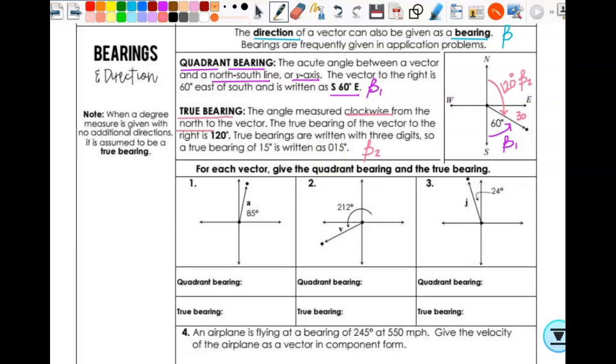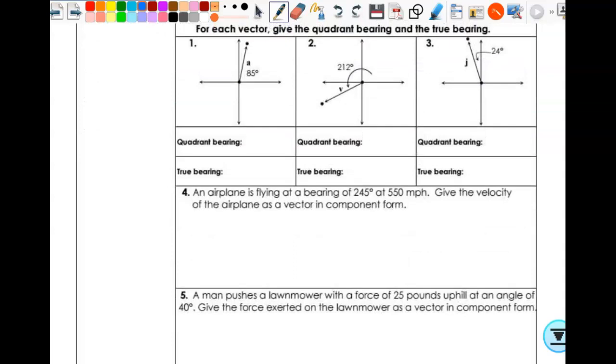Okay. So let's look at number 1. We're just going to talk about bearings first. We're going to give the quadrant bearing and the true bearing. So it gives me this right here. What it gave me is theta. Because the whole reason we have to figure this out is because when we substitute stuff in, we're using theta. We can't just grab the bearing angles and plop them in there, right? We need to know how to convert back and forth.